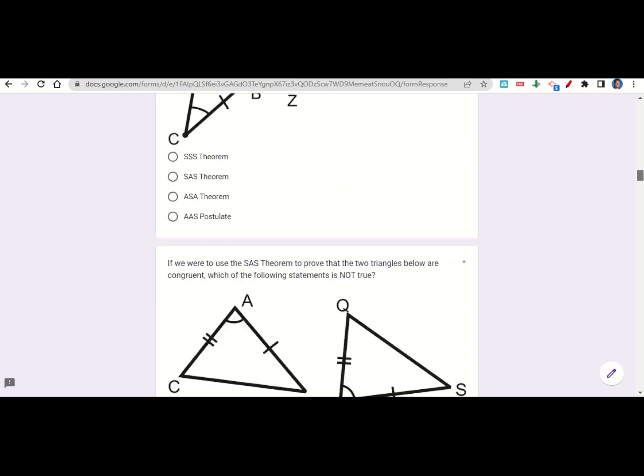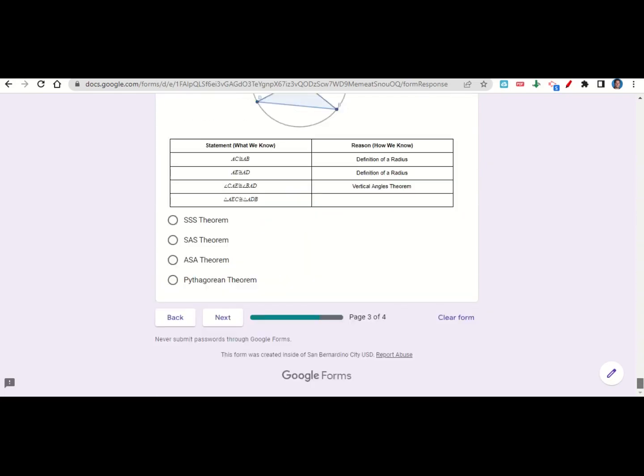And then we'll continue to answer each of these questions until we get to the end of the assignment. Once you get to the end of the assignment, go ahead and click Next. This will take you to your Before You Go. Go ahead and fill out your Before You Go and then submit your work on Google Classroom.